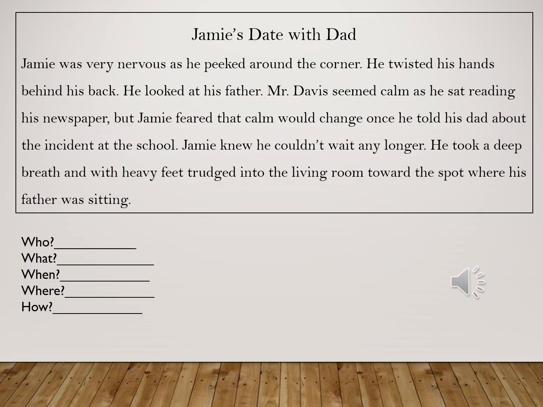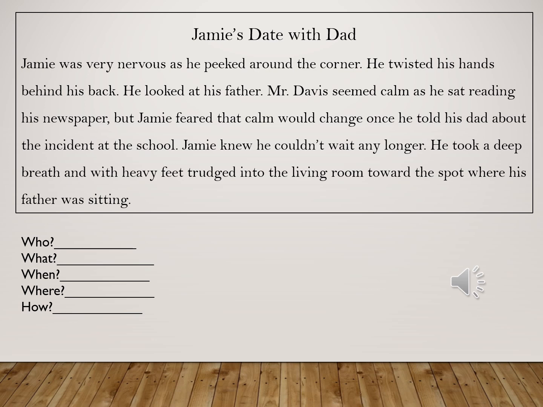Now that your students have finished watching the video, what you'll have them do next is go ahead and answer the question and do the activities that were discussed in the video. The first thing that was said was that you would highlight the title, so you go ahead and do that. Jamie's Date with Dad would be highlighted. Then you would do your first sentence, and it was: Jamie was very nervous as he peeked around the corner. Go ahead and highlight that. If there's any other pertinent information inside that text, you can also highlight it.